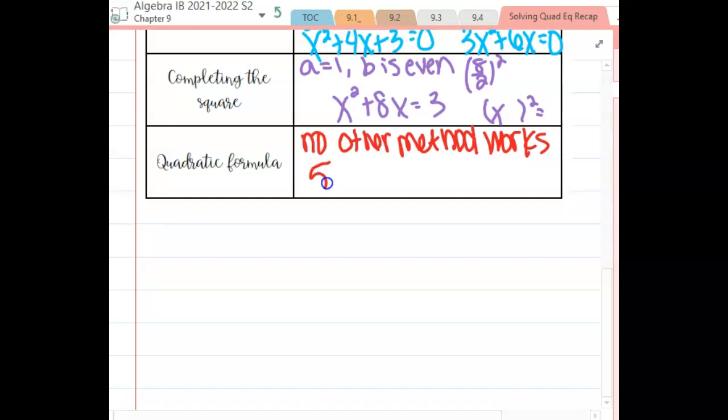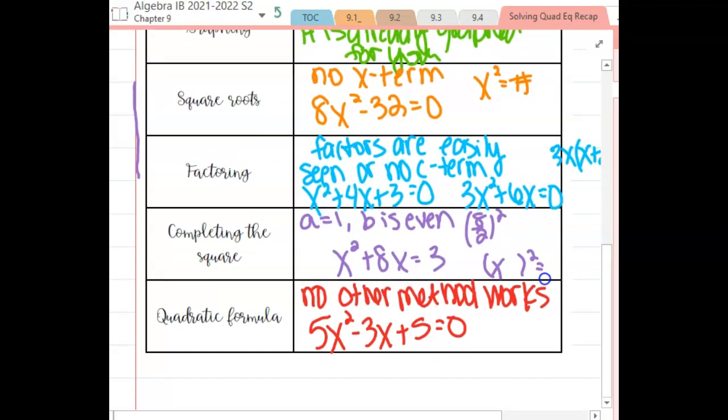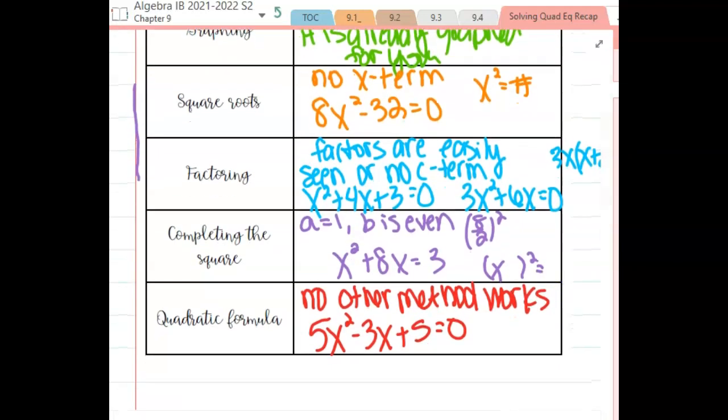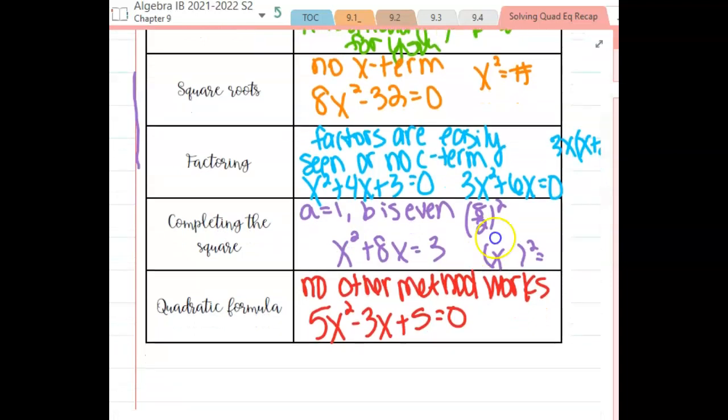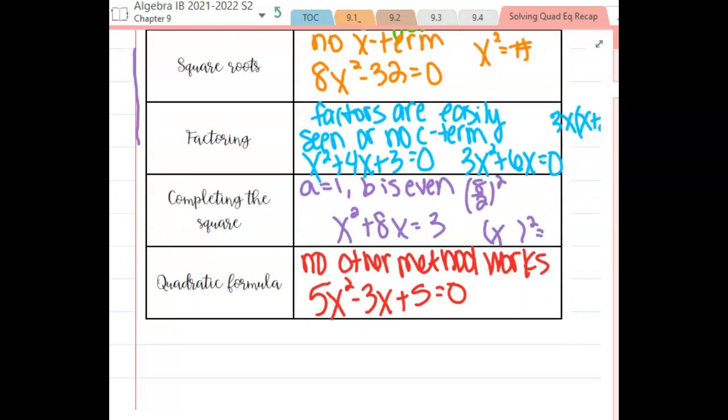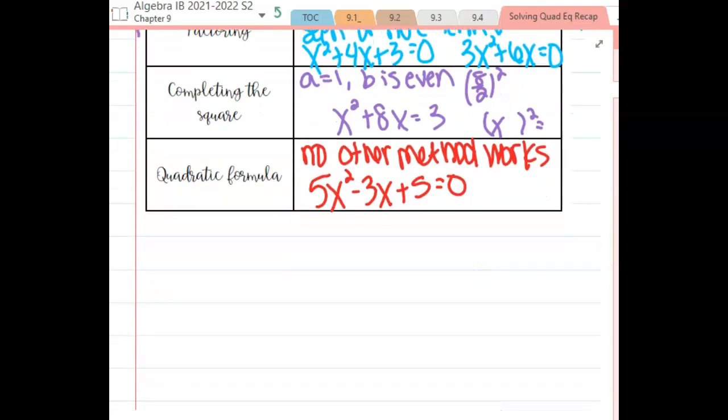So for example, if I have 5x squared minus 3x plus 5 equals 0. Here's why no other method would work here. If I go through my list here, for the square root method, there can be no x term. And I have an x term. Can't do the square root method. For factoring, you have to be able to factor it. For this one, since it is an ax squared, I'd have to use the airplane method.